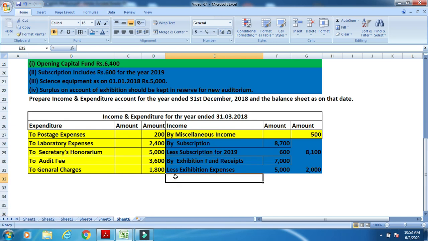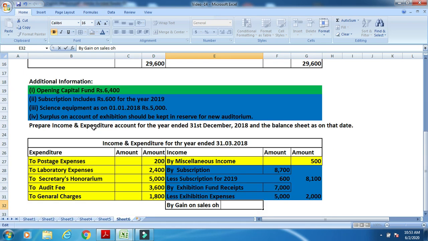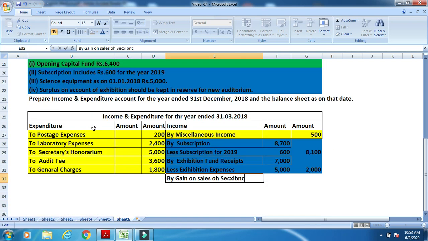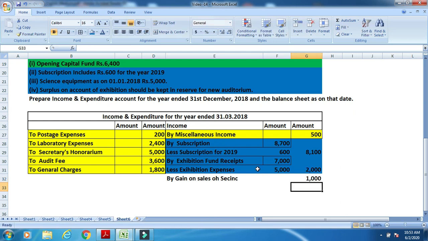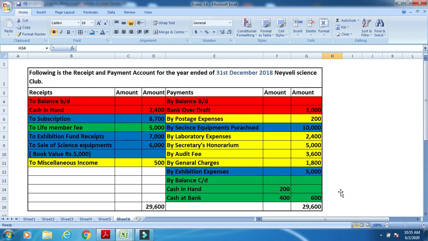All the gain we record on the income side as gain on sale of science equipment. Science equipment, 1,000 rupees. 6,000 minus 5,000 total 1,000. So next step, next adjustment.